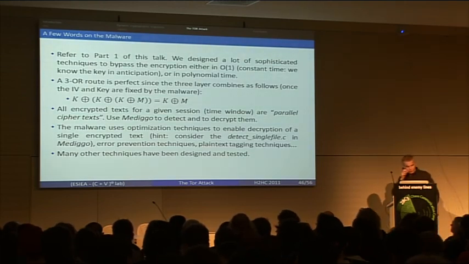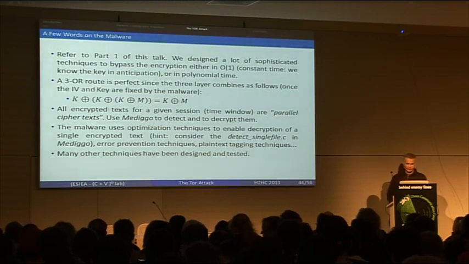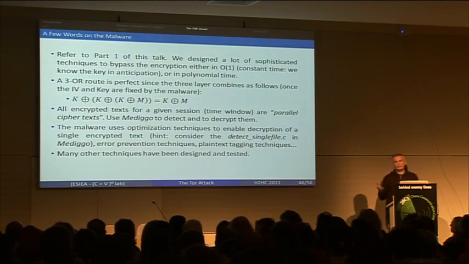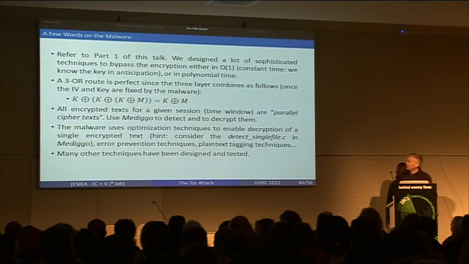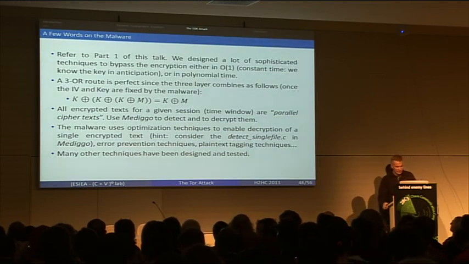Just a few words about the malware we have developed. It is a very complex code implementing a lot of things. Since we are able to deploy malware, we can fix the key. Of course, it is in constant time to decrypt since we know the key in advance. But generally, it's more efficient in this precise case to fix the IV. And then the decryption and the detection of weak ciphertext is in polynomial time.